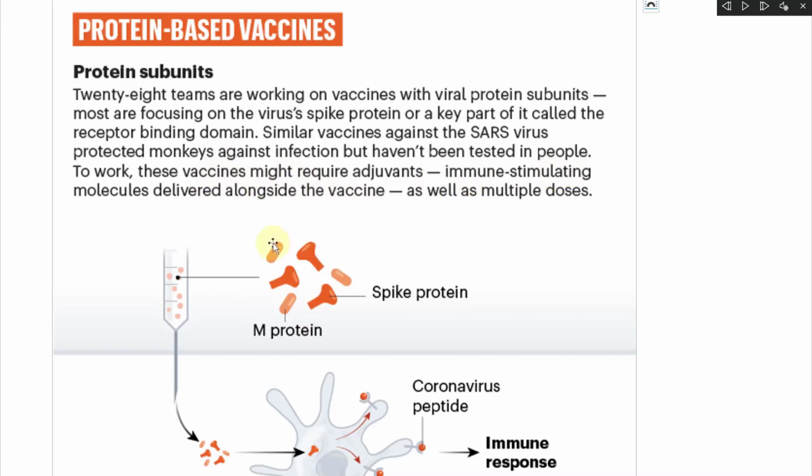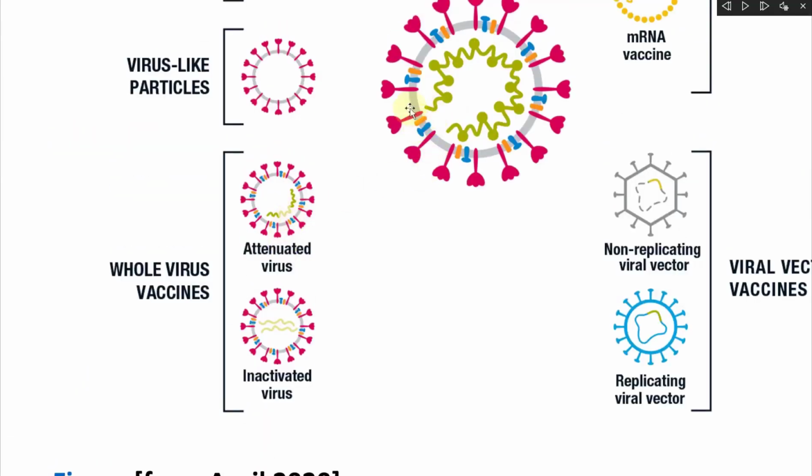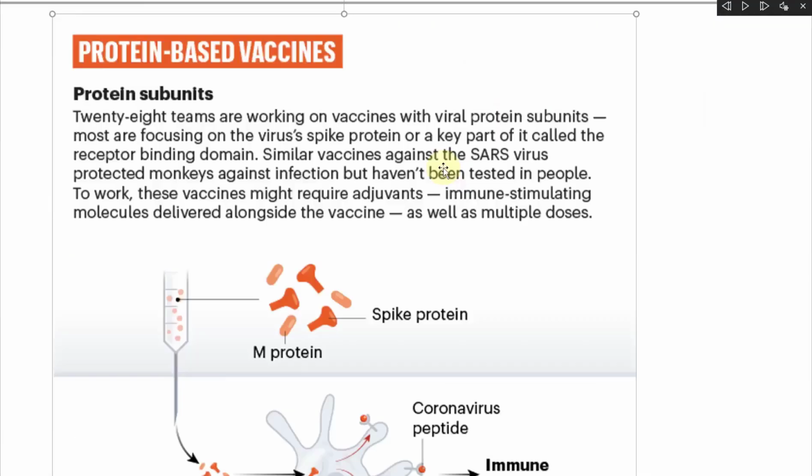I mean, they're not part of the so-called genetic material or the virus material that you want to develop the specific acquired immunity for. But this is just to stimulate the immune system. So as well as multiple doses. To work this might require adjuvants as well as multiple doses. All right, so now we have this M protein, there's a spike protein, and just a note here, most are focusing on the virus's spike protein or a key part of it called the receptor binding domain. So that one, I believe they're talking about this part right here. Now you have the spike protein on this end over there.